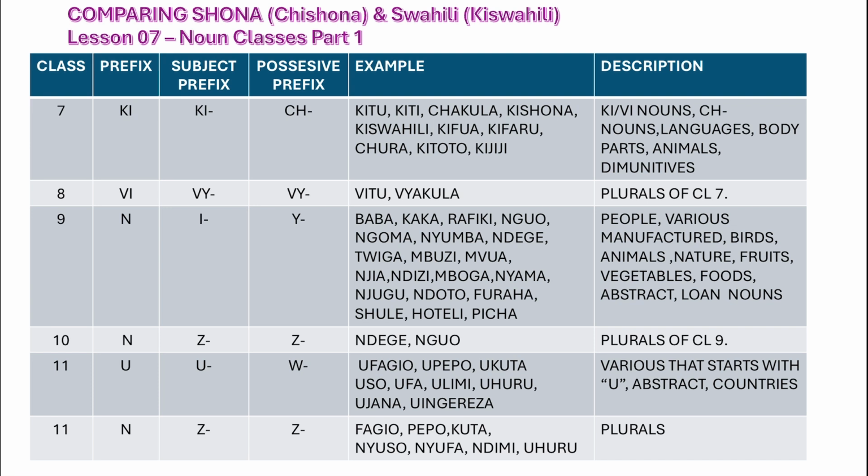Abstracts, ndoto is dream, a dream. Furaha is joy. Then borrowed words, loan words like shule is school from German language. Hotel is hotel from English. Picha is picture from English. The plural of these, most of these, they remain the same. It will be the same as in singular. For example, ndege is an aeroplane or a bird. Nguo is cloth.